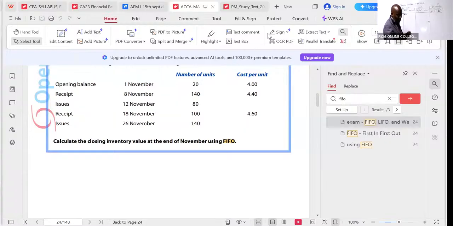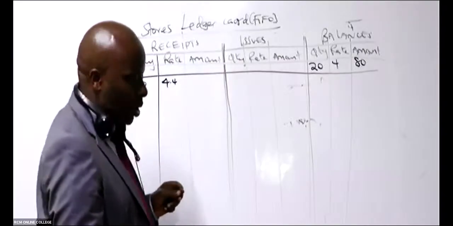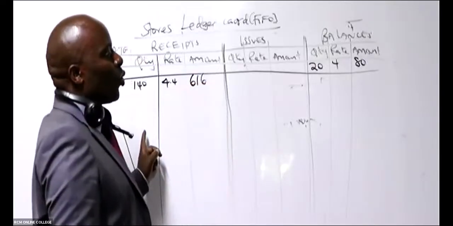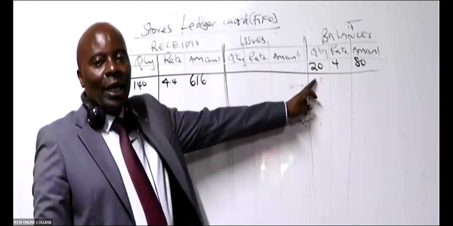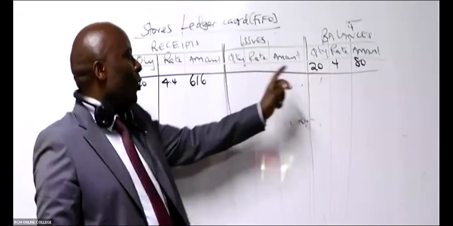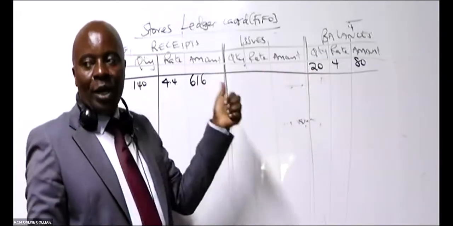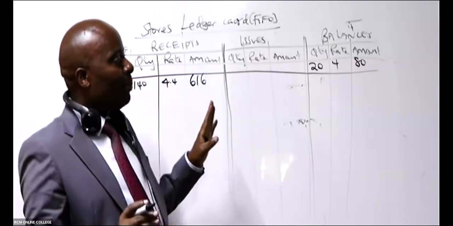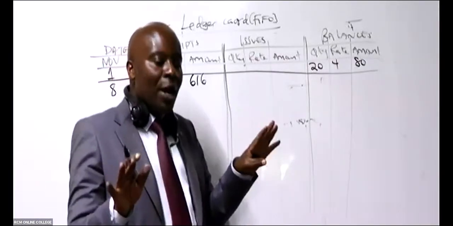Wait, they're not talking to me. I don't know why. 616, eh? 616. So there are two ways. You could update your new balance now, because if you are at 20, you have brought in 140, so you can say we have 160. That's a bad approach.